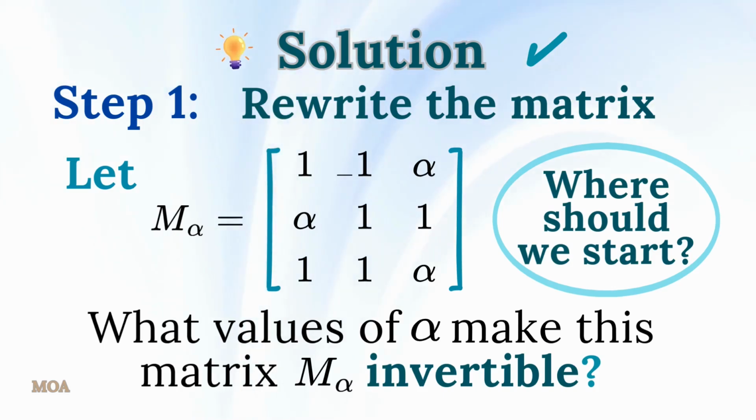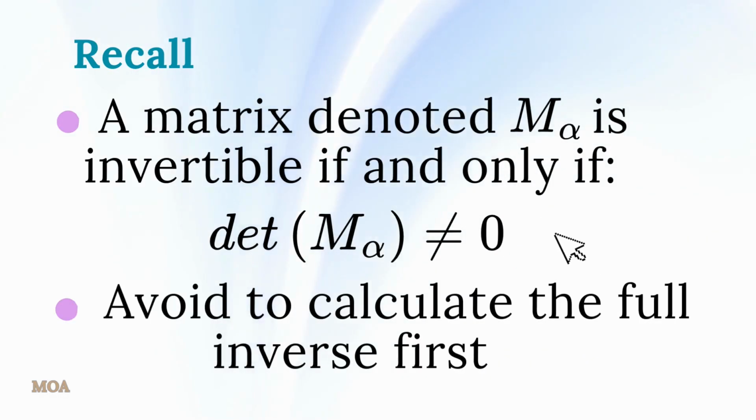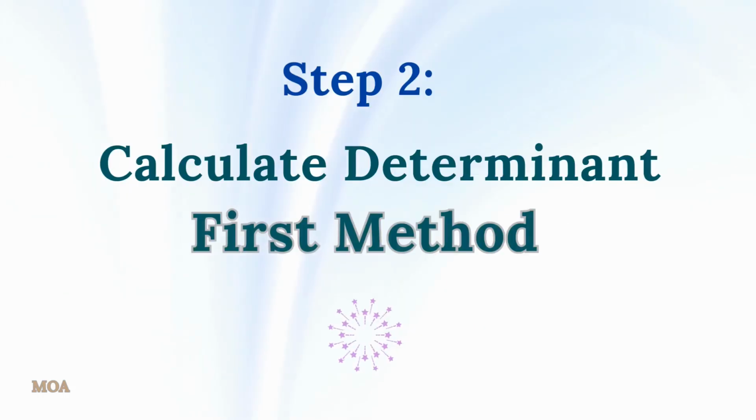Well, since we are searching for the values of alpha that make the matrix M sub alpha invertible, it is helpful to recall that a matrix denoted M sub alpha is invertible if and only if its determinant is different from 0. Note that we avoid calculating the full inverse first. In this step, let us calculate the determinant using the first method.